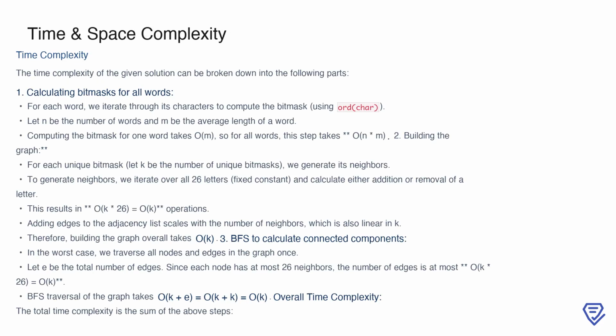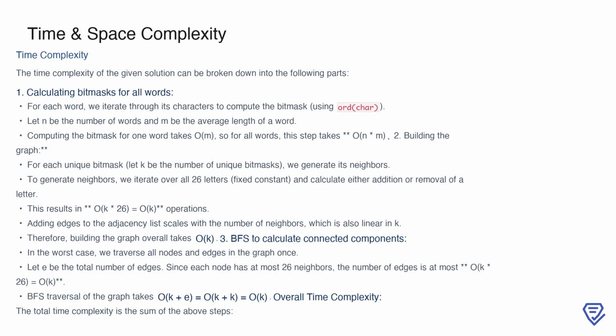Here, we are analyzing the time complexity of the solution by breaking it into 3 main parts. First, we calculate bitmasks for all the given words. For each word, we iterate through its characters to compute the bitmask based on their ASCII values, which takes m time for a single word, where m is the average word length. Since there are n words, this step takes n*m overall.